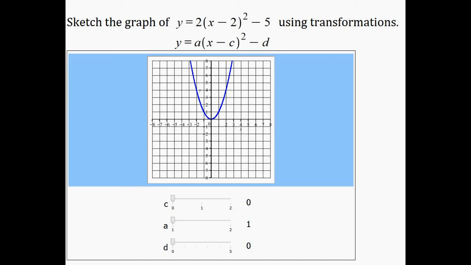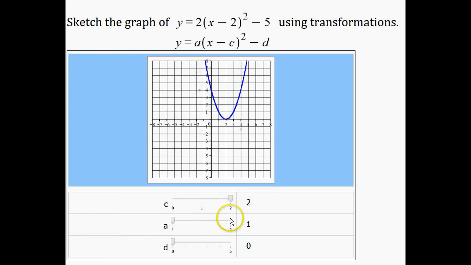We're going to start on the inside first and work our way out. As c varies from 0 to 2, the graph is moved right 2 units. As a changes from 1 to 2, we see that the graph is becoming vertically stretched, it's becoming narrower. The graph is being pulled away from the x-axis, except the point where we're on the x-axis, where the y value is 0. When you multiply that by 2, you still obtain 0.